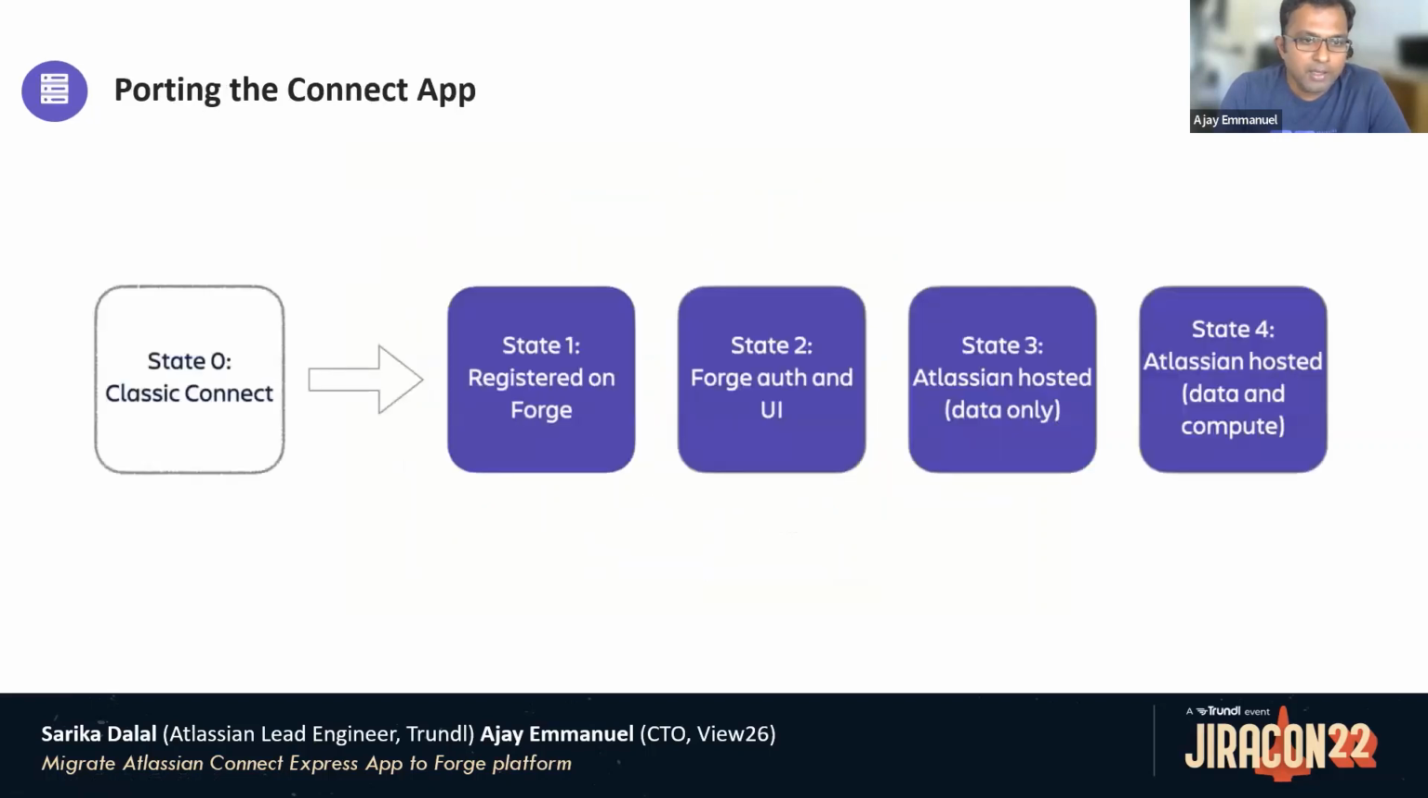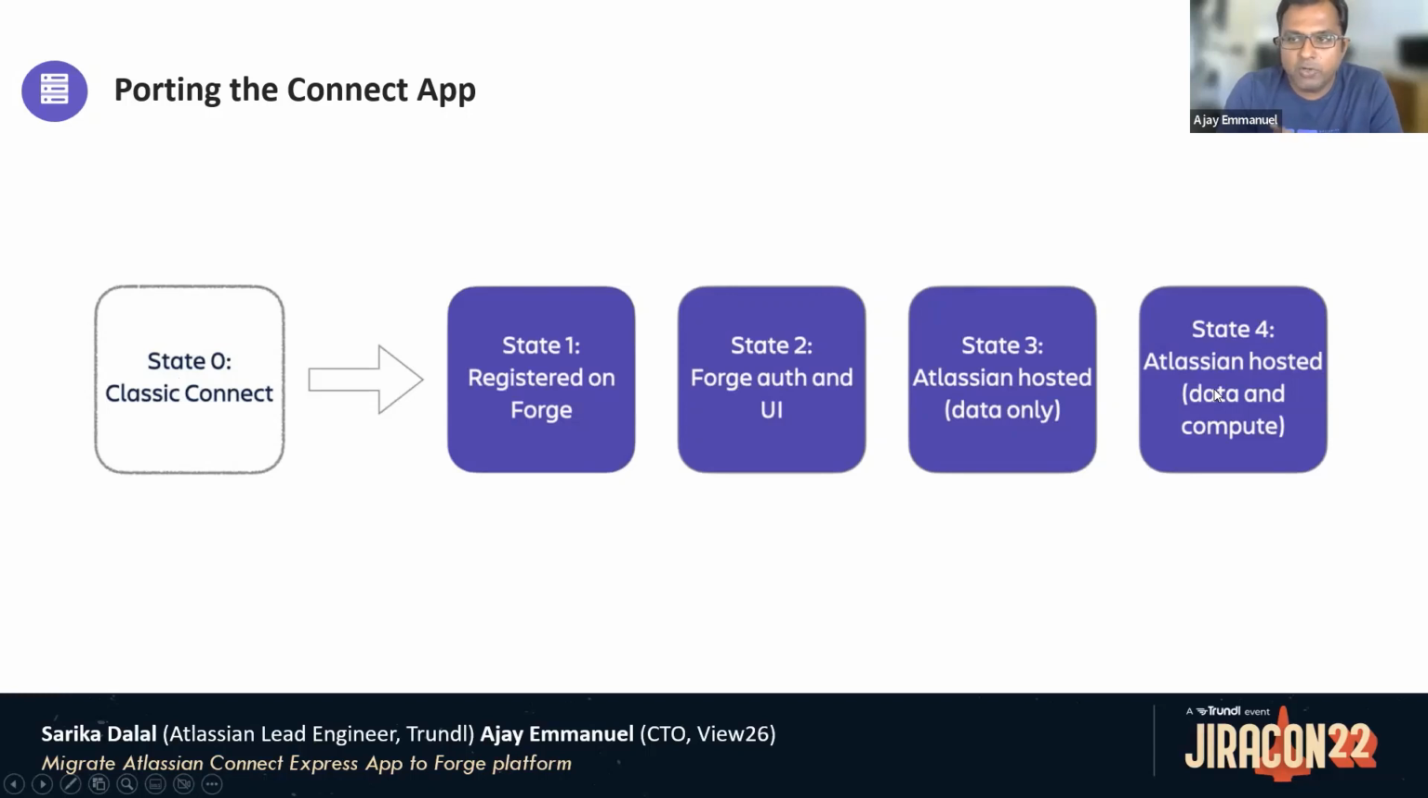Moving on. So here, if you have to get started with porting the Connect app, an app's evolution from Connect to Forge consists of a series of 4 stages, where each stage reflects a greater degree of Forge adoption. The process begins with stage 0, which is fully on Connect, as we have Sarika's Connect Express app, which is fully on Connect, followed by optional but recommended steps, which leads to stage 4.